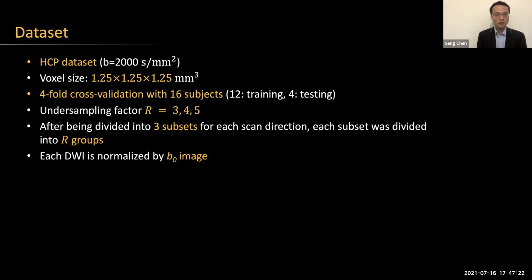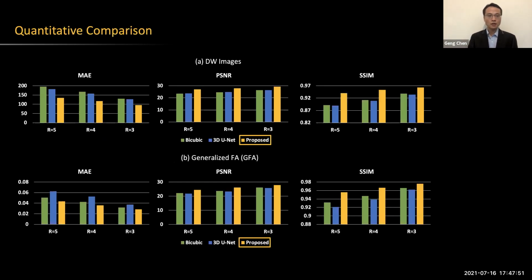This is the data used in our evaluation, and we use the data from HCP. The voxel size is 1.25. We perform four-fold cross-validation with 16 subjects, under sampling factors 3, 4, and 5. After being divided into 3 subsets for each scan direction, each subset was divided into R groups. And also each diffusion-weighted image is normalized by the baseline image.